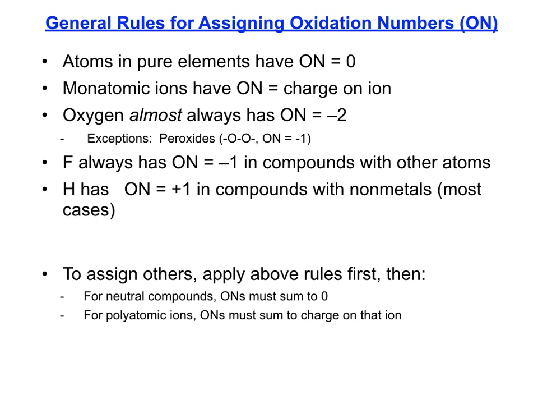So if it's a neutral compound, the sum of the oxidation numbers is 0. If it's a polyatomic ion, the sum of the oxidation states has to equal the charge of the ion. With that, you should now be able to assign oxidation states to atoms in almost any molecule.